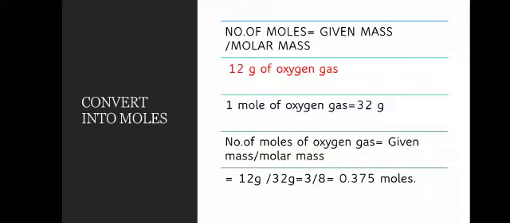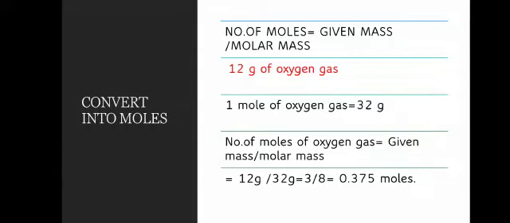So first question you see, 12 gram of oxygen gas. So what is the given mass here? 12 gram, right? Yes. Then we need to know the formula of oxygen. So what is the formula of oxygen gas? That is O2. Two atoms of oxygen are there in the molecule.